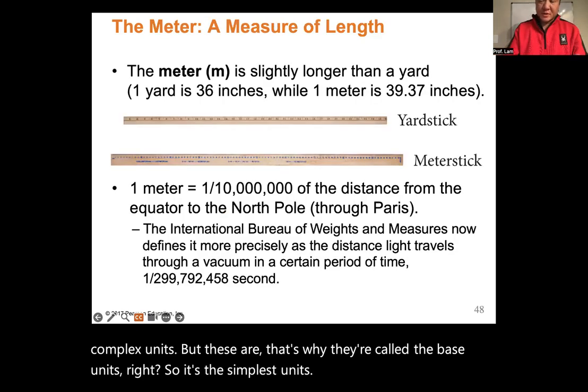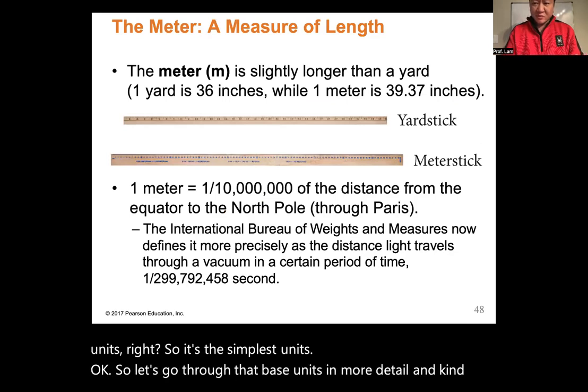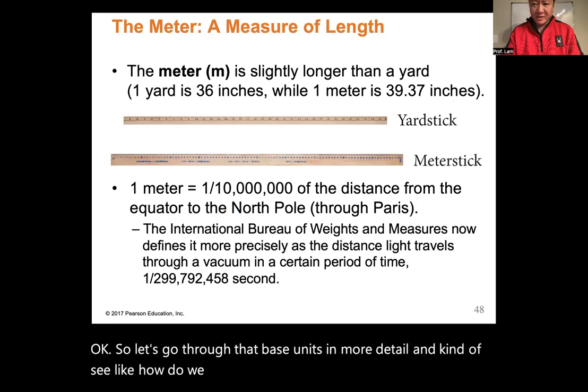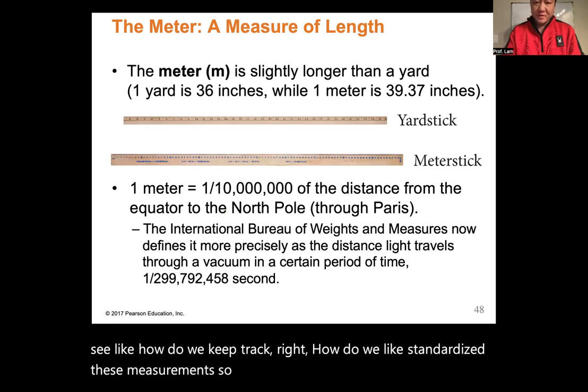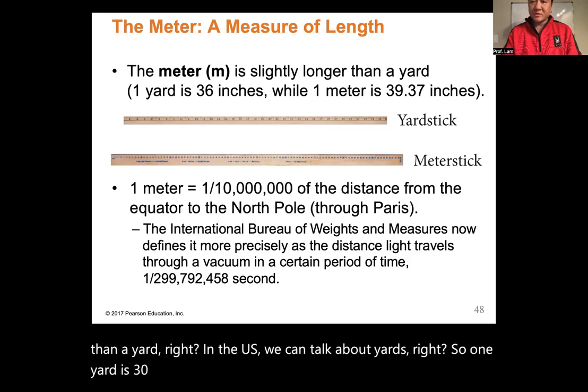Okay, so let's go through the base units in more detail and see how do we keep track, how do we standardize these measurements? So the meter is slightly longer than a yard. In the US, we talk about yards. So 1 yard is 36 inches, while 1 meter is 39.37 inches. So a meter stick is slightly longer than a yardstick.